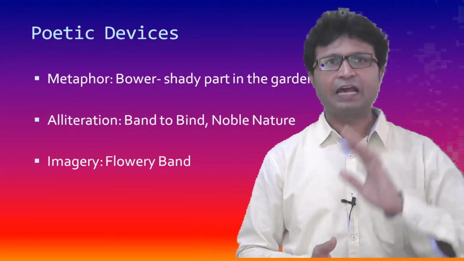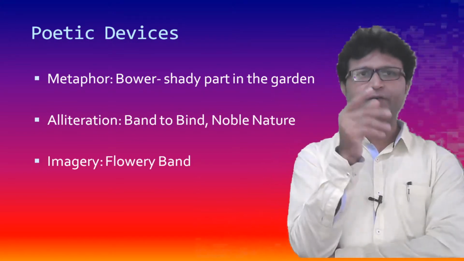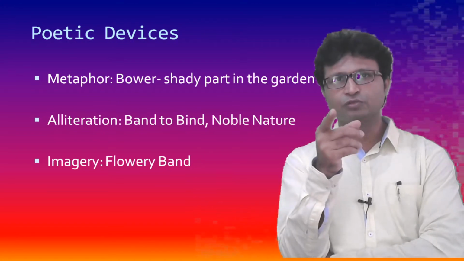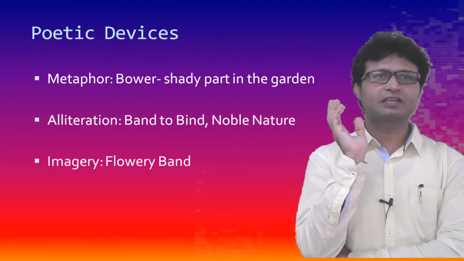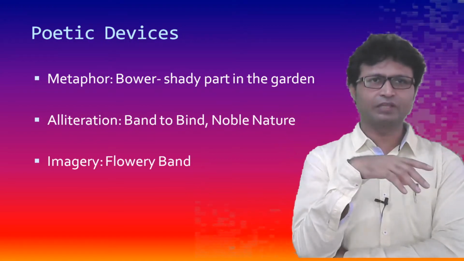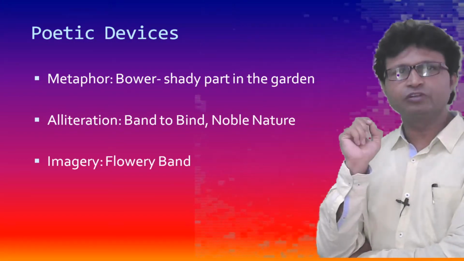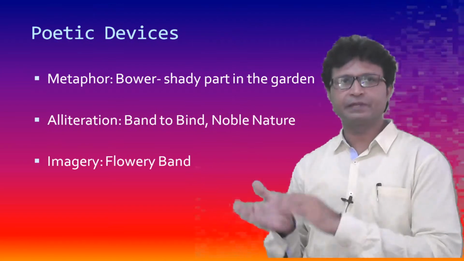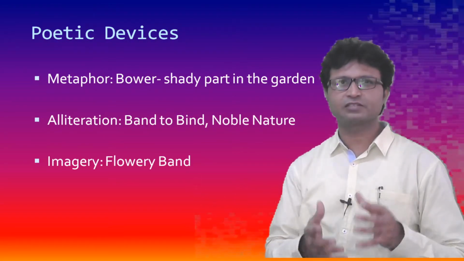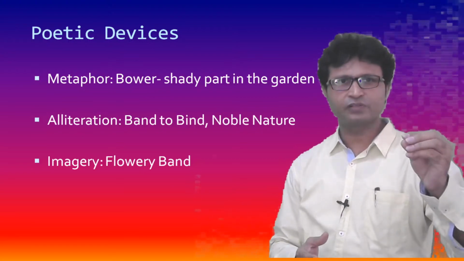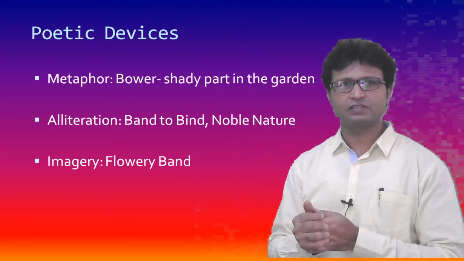The next one is alliteration. I think again it is quite easy for you, though you generally go by alphabets. For example, band to bind, and the next one is noble nature. Sometimes you might only say alphabets are used over there, but beyond these alphabets, what you can say is that the sound produced by the word is repeated. But for being very realistic, as a student, you see the letters first of all, and if you find them repeated, just then check that sound.